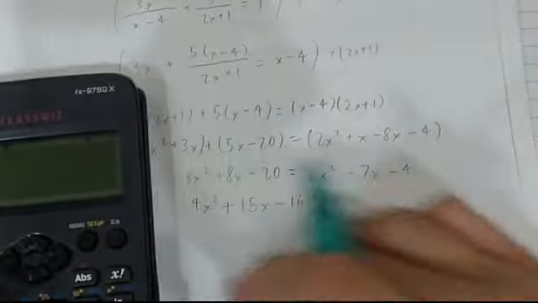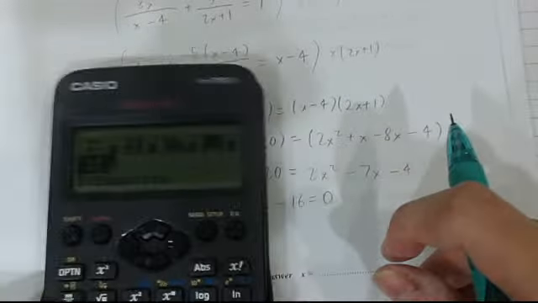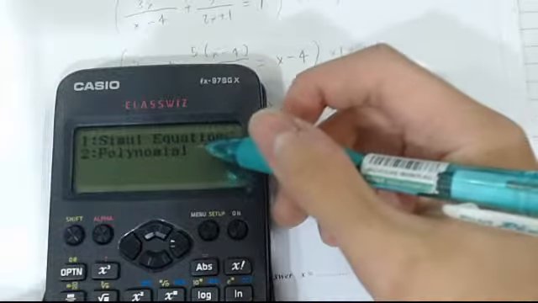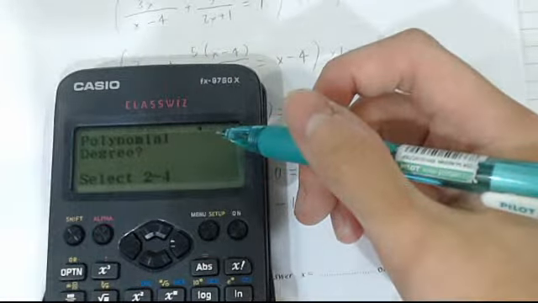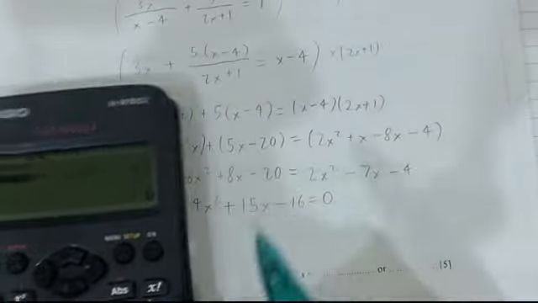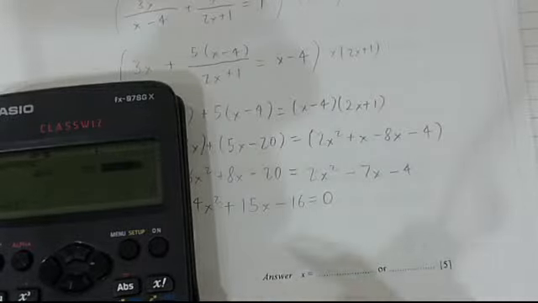I can just teach him later, but for now you just go to here. You go to polynomial, which is 5, then 2, and degree 2. And you just plug in your numbers, that's 4x squared plus 15x minus 16.